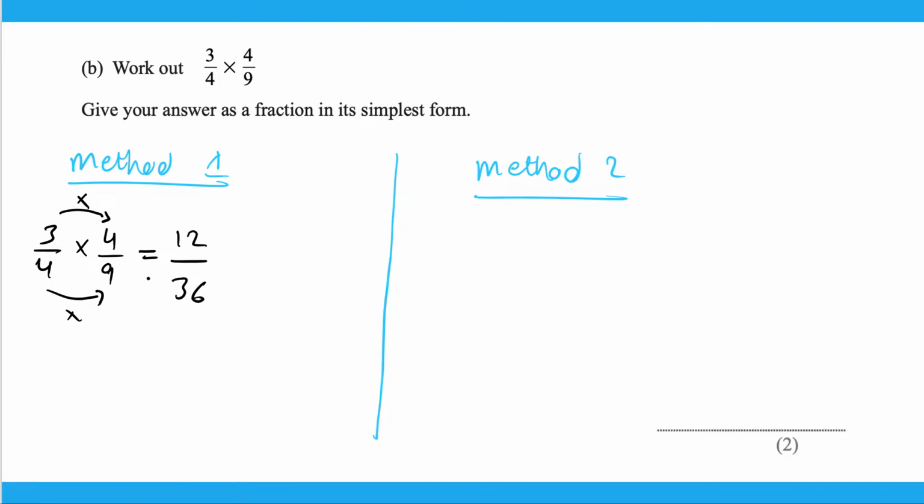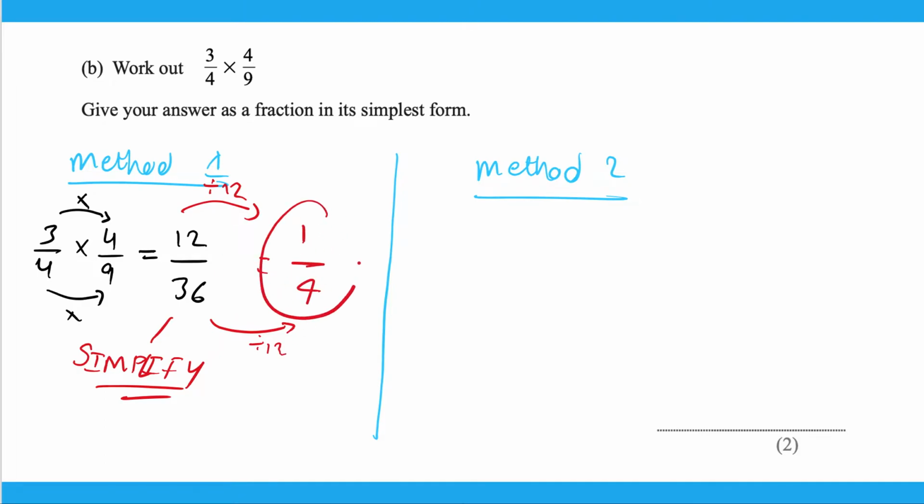Now this answer that you have got over here, the tricky part is you need to simplify it. So you can divide by 12 on both sides. 12 divided by 12 is 1 and 36 divided by 12 is 4. So we've simplified that to 1/4. Okay, so that's method 1.